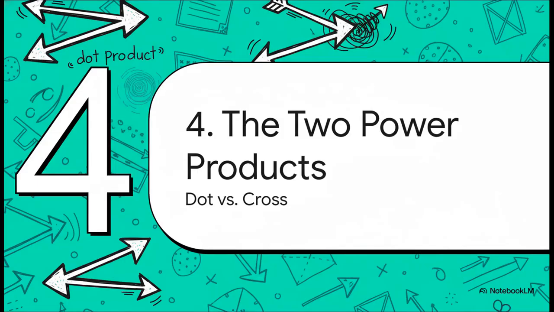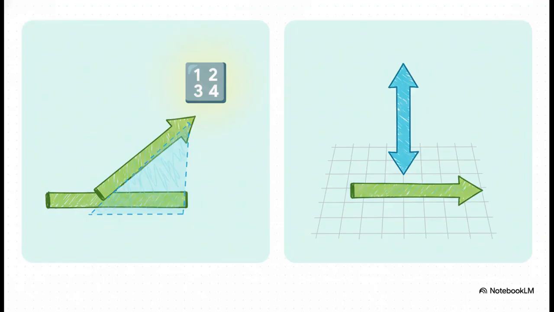Okay, this is where things get really powerful. It turns out there are two very different and very important ways to multiply two vectors together. And here is the absolute core difference. The dot product, it basically asks how much do these two vectors line up with each other? And the answer it gives you is just a single number, a scalar. But the cross product, it asks a much wilder question. It asks what new direction is perpendicular to both of these. And its answer isn't a number at all. It's a whole new vector, pointing out into a brand new dimension.